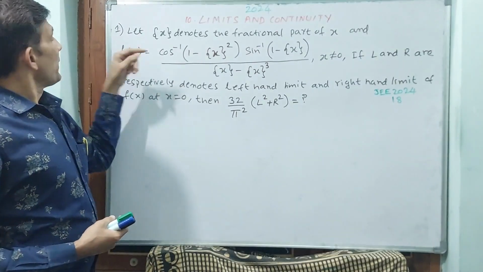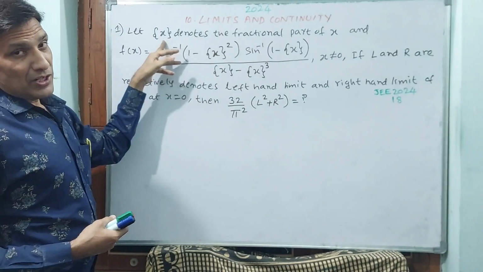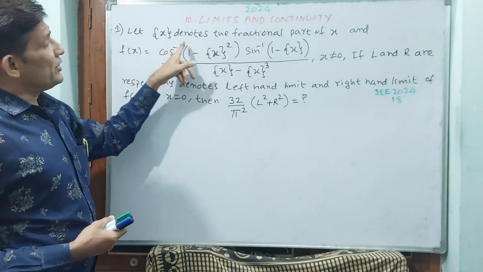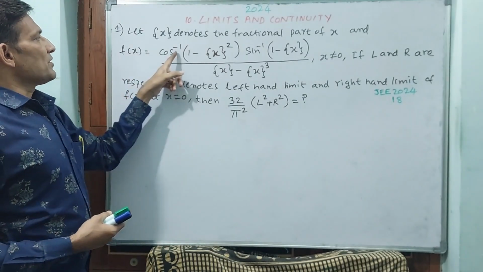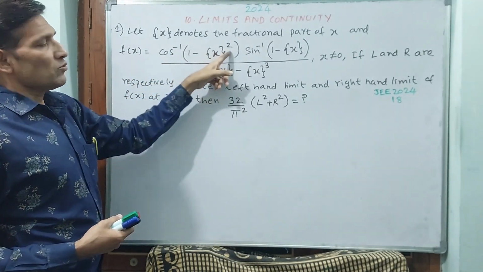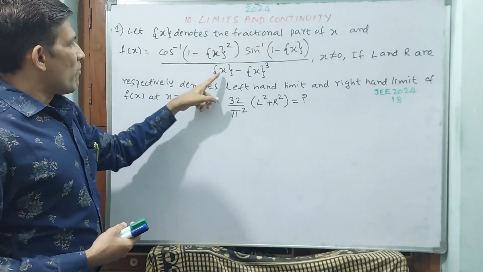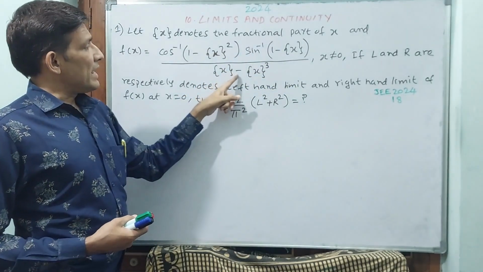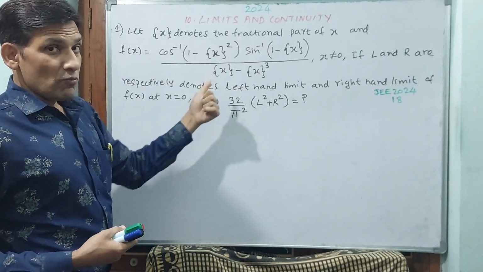First question: let {x} denote the fractional part of x, and f(x) is equal to cos inverse of (1 minus {x} square) times sin inverse of (1 minus {x}) by ({x} minus {x} cube). See, this is f(x). We have to apply the limit.